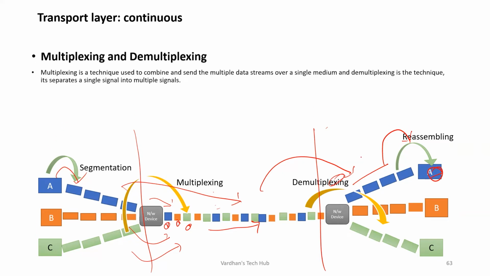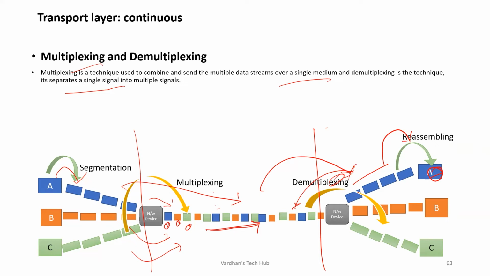So here, multiplexing is a technique which is used to combine and send multiple data streams into one single medium, right? So this is called multiplexing, and demultiplexing is nothing but it separates a single signal into multiple signals, right?